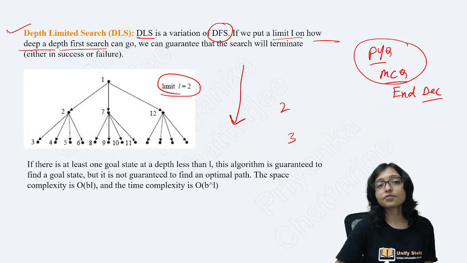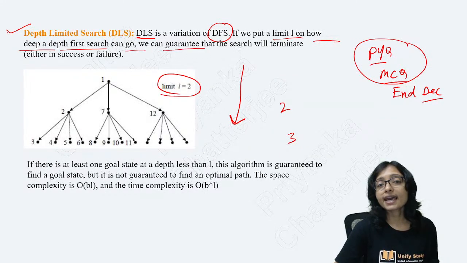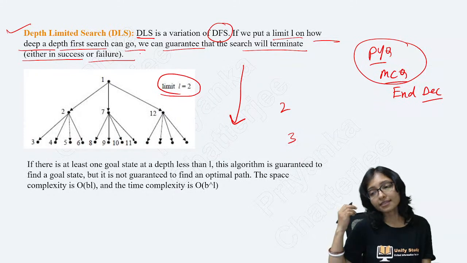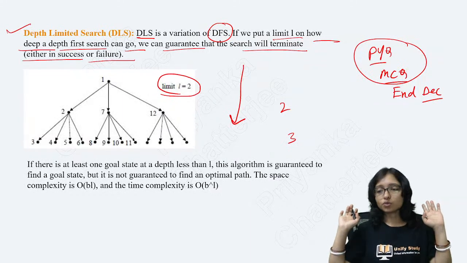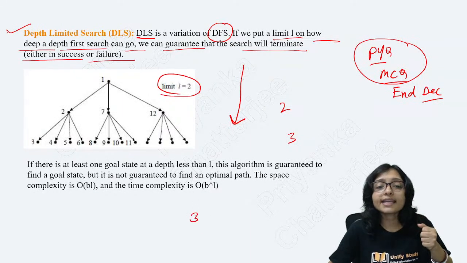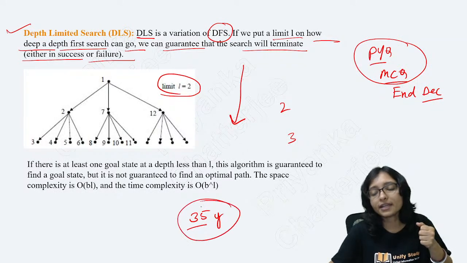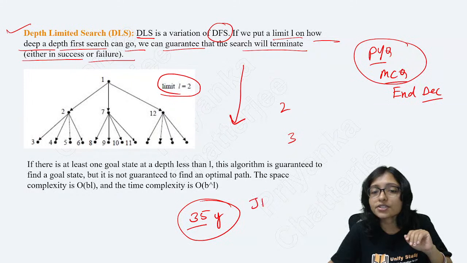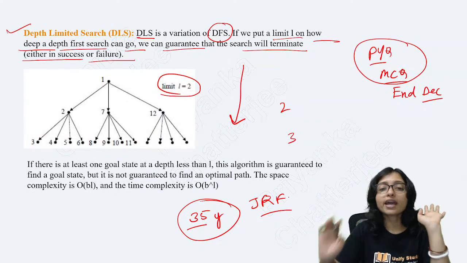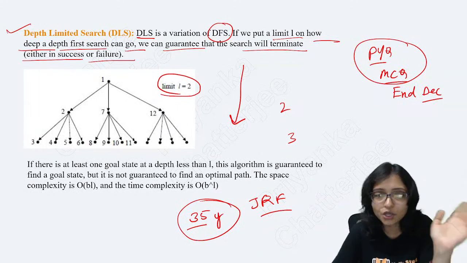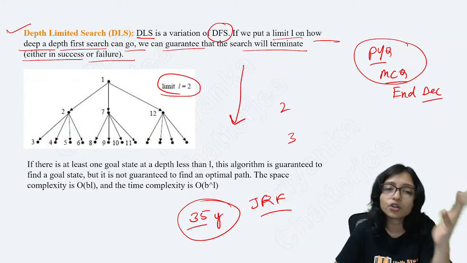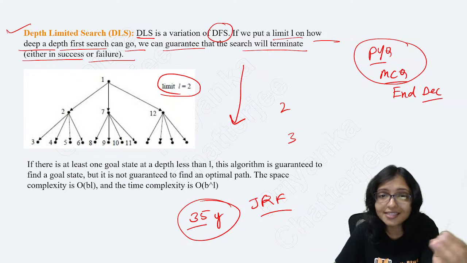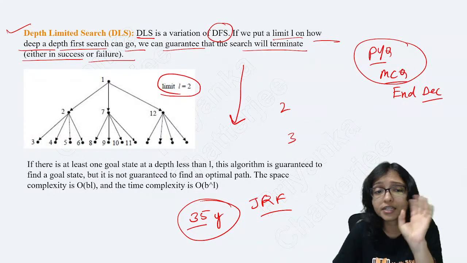It defines how deep depth first search can go. So we can guarantee that the search will terminate with either success or failure. Either I get success or I don't. Till this depth you can go. It is like this: for women the age limit is 35 years, and till that age only you can try for JRF. After that you cannot try. Whether you get success or not is okay, but after 35 years you cannot try. There is an age limit. This is the limit in depth limited search.